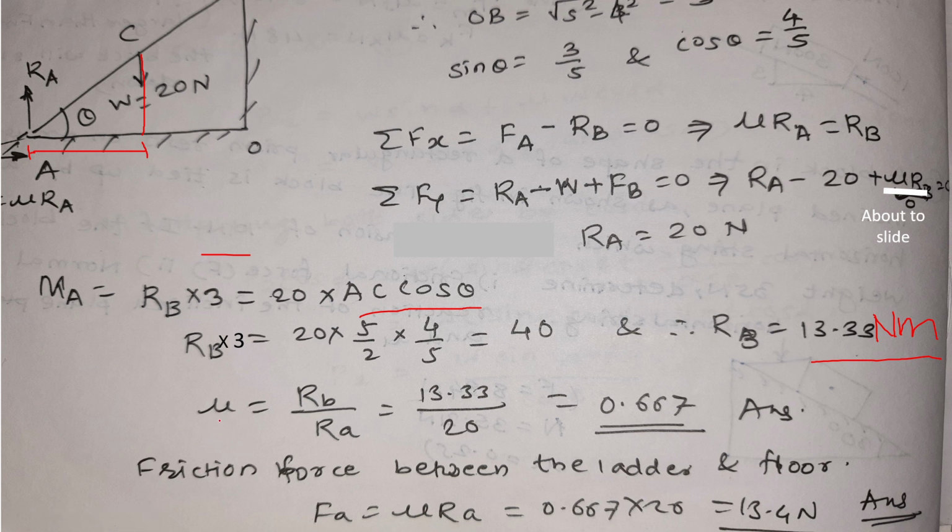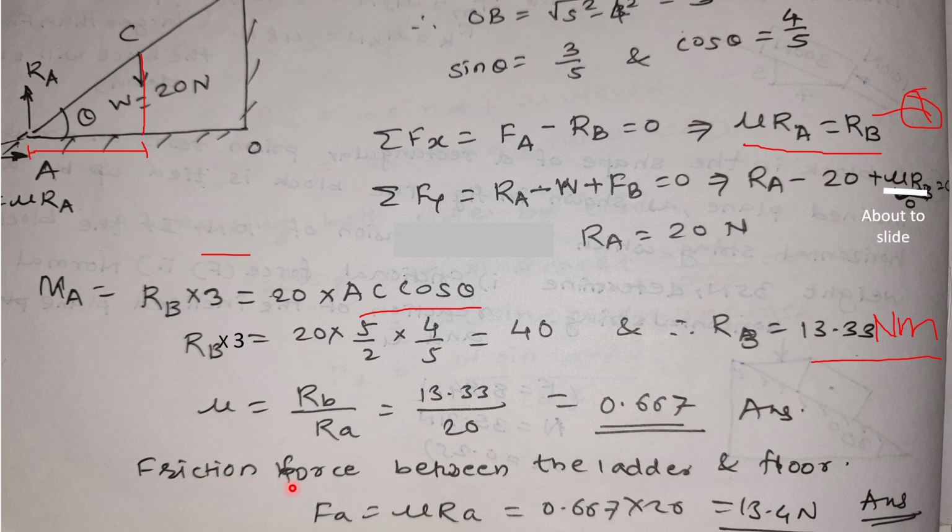Now let us calculate the value of mu. Here mu is equal to Rb upon Ra. We have seen this equation, mu Ra is equal to Rb. You can give it equation number 1 to make your writing systematic. So from equation number 1 we can calculate the value of mu, that is Rb upon Ra, and when we put down the values of Rb and Ra, we get the value of mu as 0.667. We obtain the coefficient of friction mu is equal to 0.667.